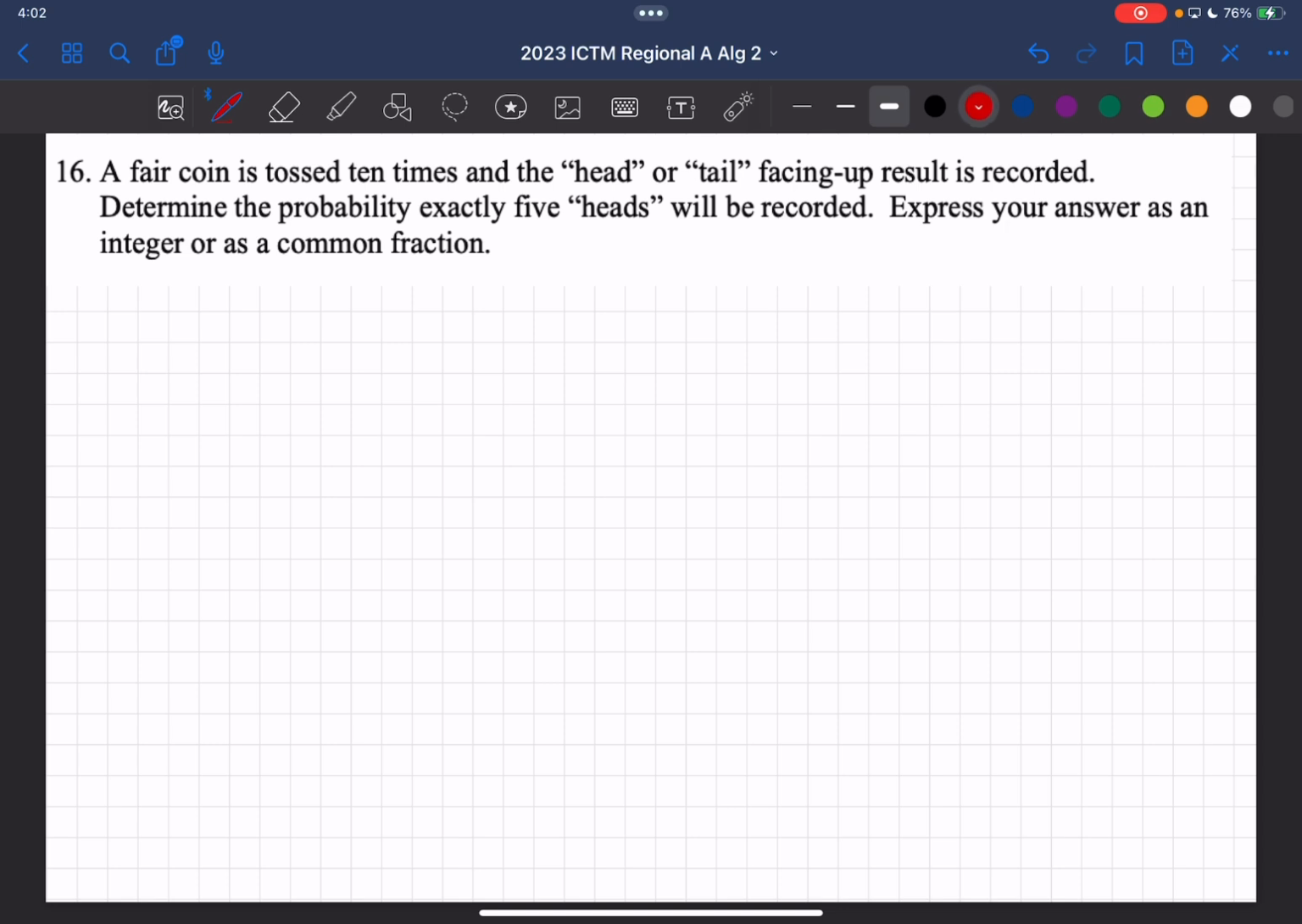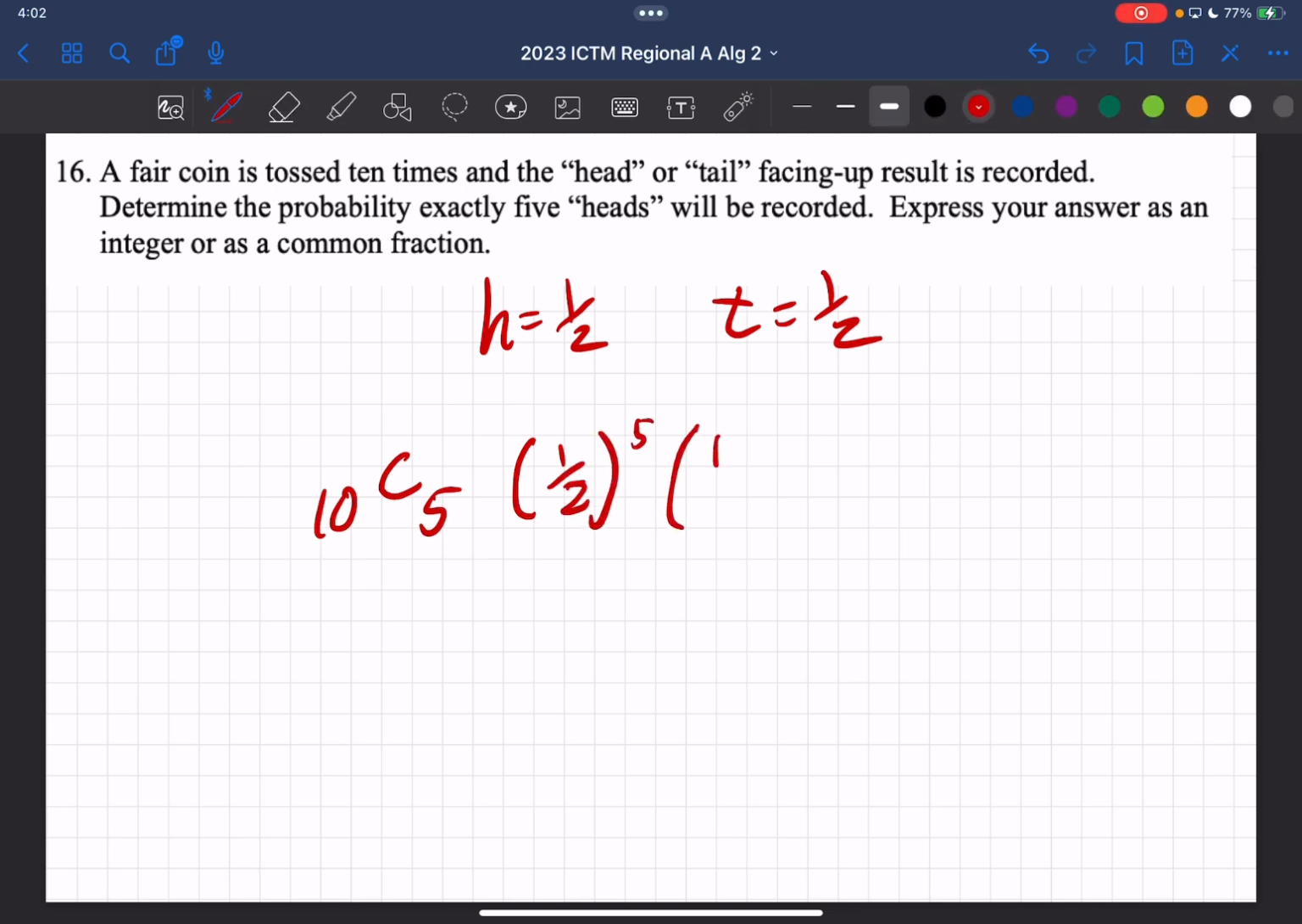Number 16, a fair coin is tossed 10 times and the head or tail facing up is recorded. Determine the probability exactly 5 heads will be recorded. Well, it's a fair coin, so that means heads is equal to 1/2, tails is equal to 1/2. Now this is a binomial probability. So that means out of 10, there's 10 C 5 ways to get 5 heads. And then we multiply by the probabilities of 1/2 to the 5th times 1/2 to the 5th.